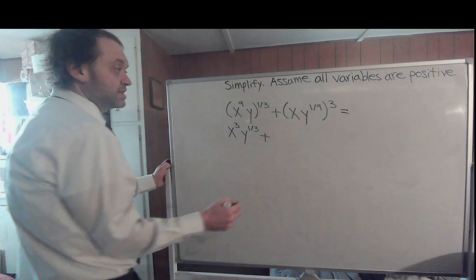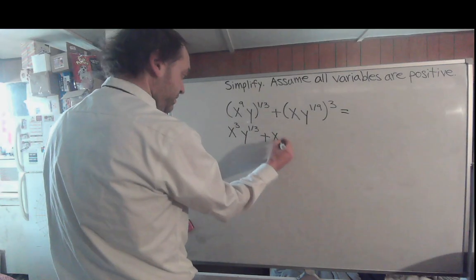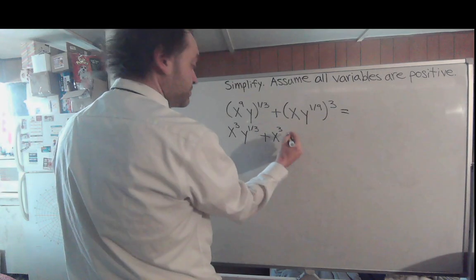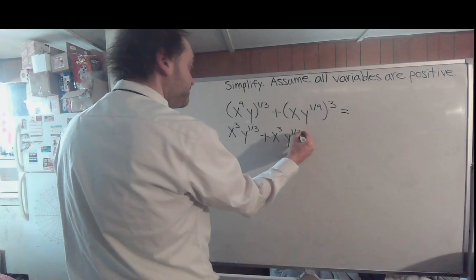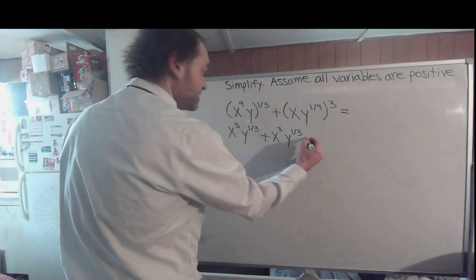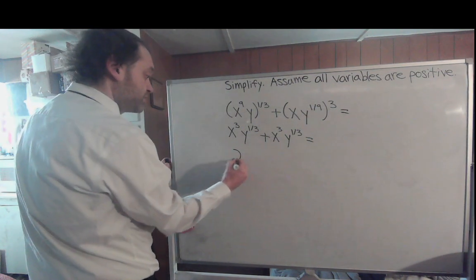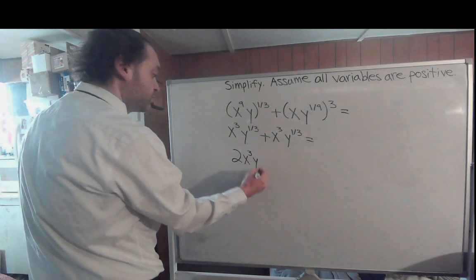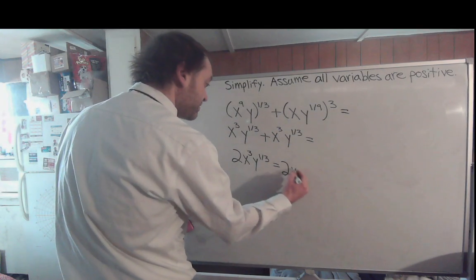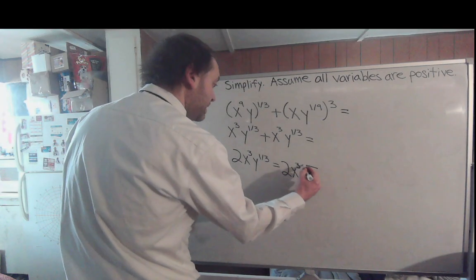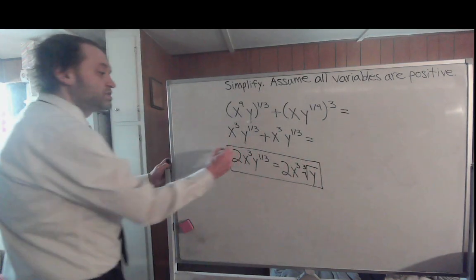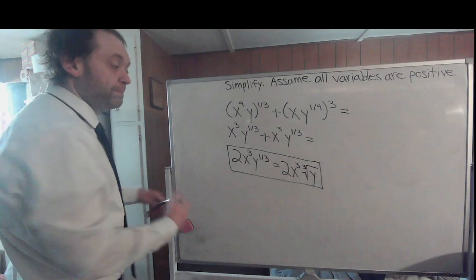Plus, let's deal with your second term. x to the 3rd, that would be x to the 3rd. y to the 1/9 times 3, that would be y to the 1/3. Now you have it where they're the same bases and same exponents, so add your coefficients together. This would end up giving you 2x to the 3rd, y to the 1/3, which would simplify into 2x to the 3rd cube root of y. You could write it in either form.